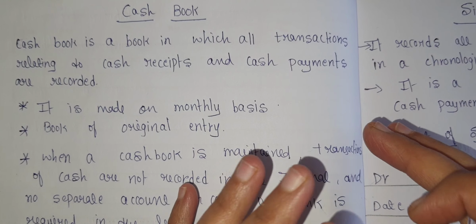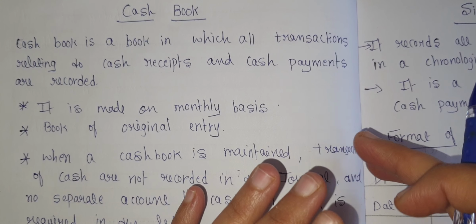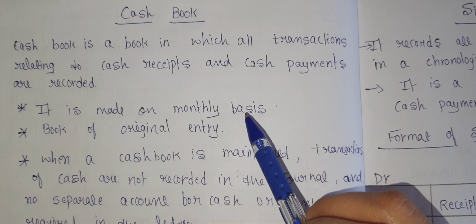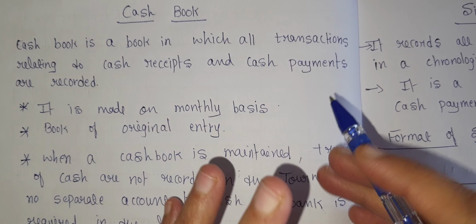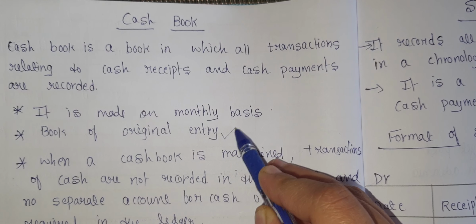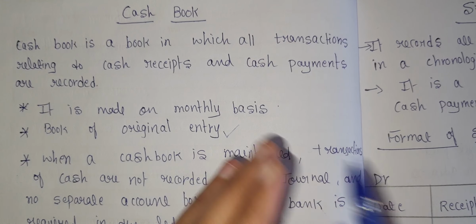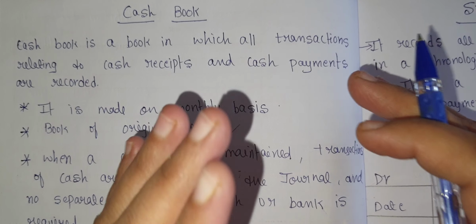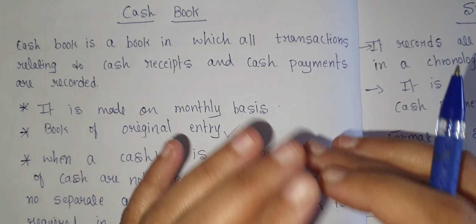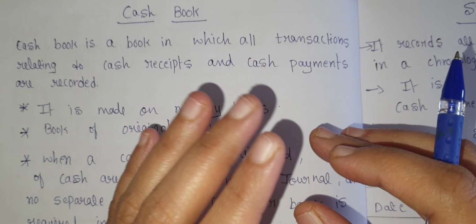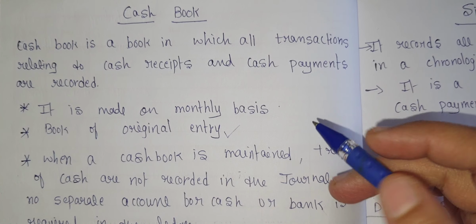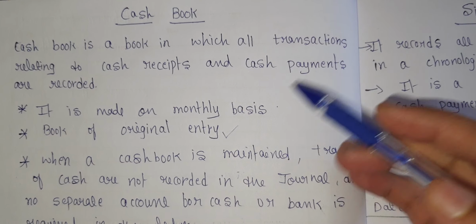In this book, all the cash receipts and cash payments are recorded, and it is prepared on a monthly basis. This book, cash book, is also called a book of original entry. Why? Because cash book is the primary record where all cash and bank transactions are first recorded before being posted to the ledger. So that's why it is called a book of original entry.